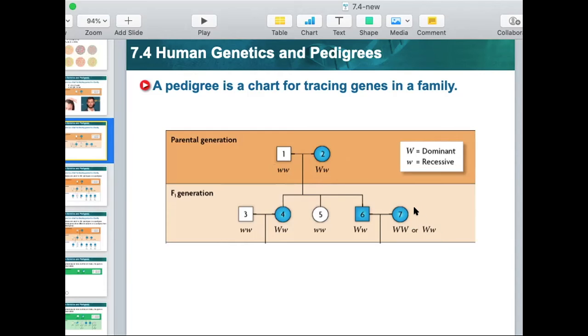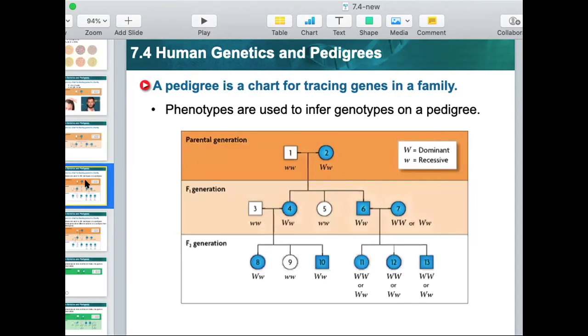But this right here is outside the family. We don't know anything about her genotype. We know she has a widow's peak, so we know there's 1 capital W. We don't know if she inherited another capital W or a lowercase w. We don't see her parents, so we don't know. But now we can see the F1 generation, F2 generation, so grandparents, kids, grandchildren.